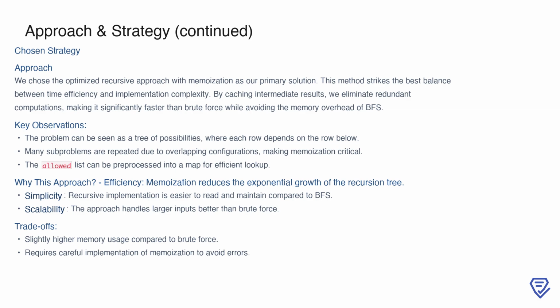Several key observations make this approach particularly effective. First, the problem can be viewed as a tree of possibilities, where each row depends on the configuration of the row below it. Many of these configurations overlap, leading to repeated subproblems, which memoization helps address. Additionally, pre-processing the allowed list into a map allows for efficient lookups during the construction process. While this approach does require slightly more memory than brute force, its efficiency, simplicity, and scalability make it the best choice for solving this problem.